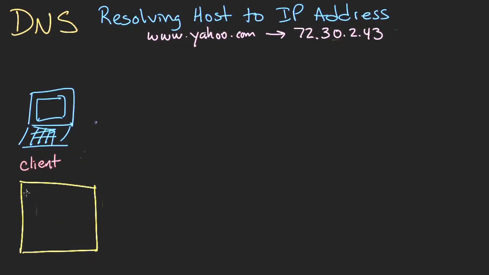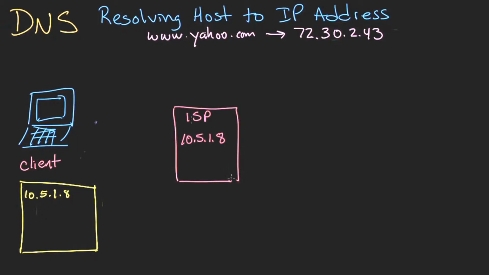Let's say that the IP address in this configuration is 10.5.1.8, which is the IP address of a DNS server for the internet service provider. So your ISP has a DNS server, which is going to act on your behalf to do DNS lookups for you. This is called a recursive query. You're going to issue a request to the ISP. The ISP is going to, in turn, reissue that request to other DNS servers in order to get the answer for you.